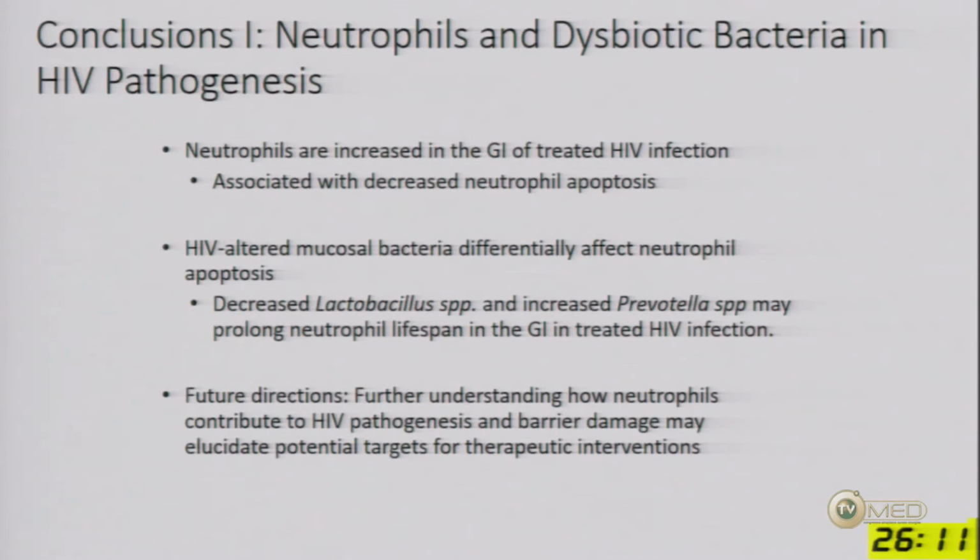So we are trying now to further understand how the neutrophils contribute to HIV pathogenesis and barrier damage directly, so we can maybe elucidate targets, so maybe we can go in and stop this mechanism of mucosal damage and microbial translocation by targeting these neutrophils or targeting the microbiota that are causing this.